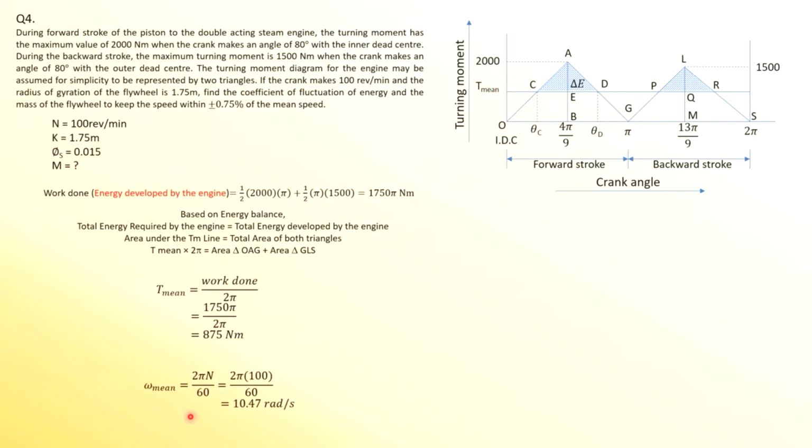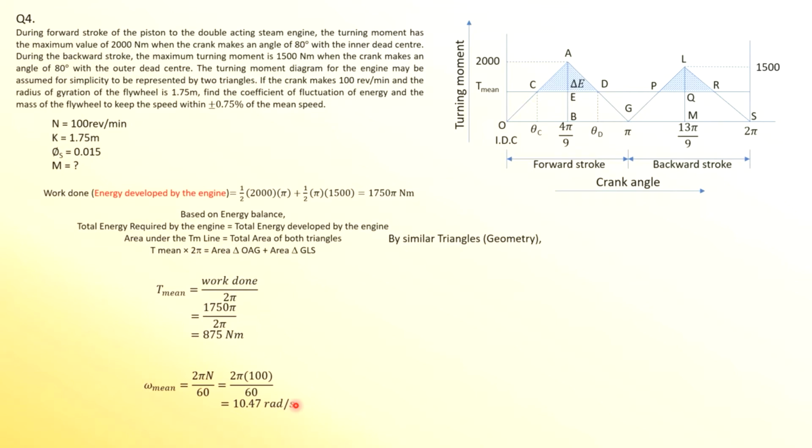Now, after that, the mean speed. They have given us 100 revolutions per minute, and it is not stated in the question whether it's the max, the mean or the average. So usually we consider this as the average speed or the mean speed. So it's 2 pi n over 60, where n is 100. Converting to radians per second, we get 10.47 radians per second.